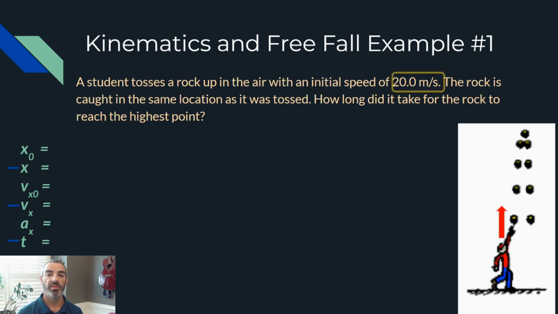With up being positive, that means this speed of 20 meters per second is going to be a positive 20 meter per second velocity. And we know that we're looking for the highest point. Information we know at the highest point is that's where it's switching direction. So thinking of a velocity time graph, that's where it would cross the axis, meaning that the velocity is 0 meters per second at the highest point.